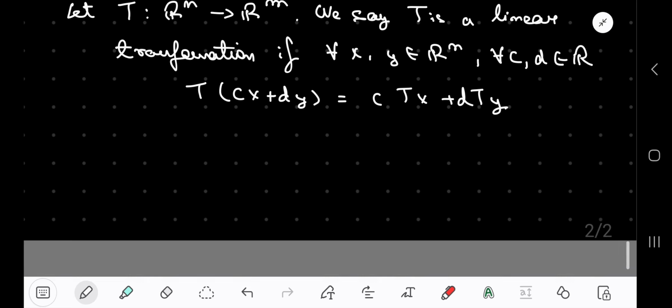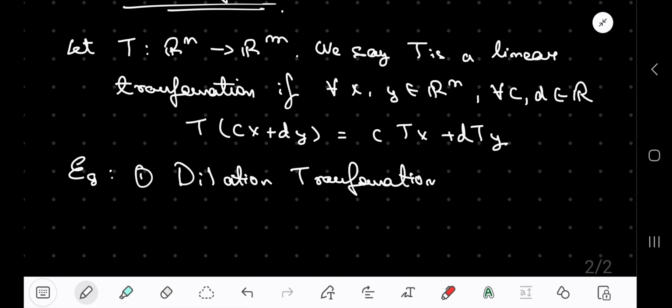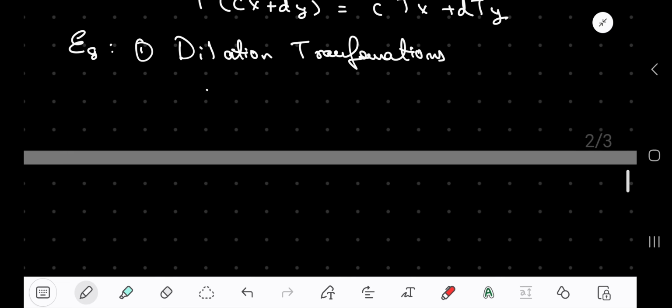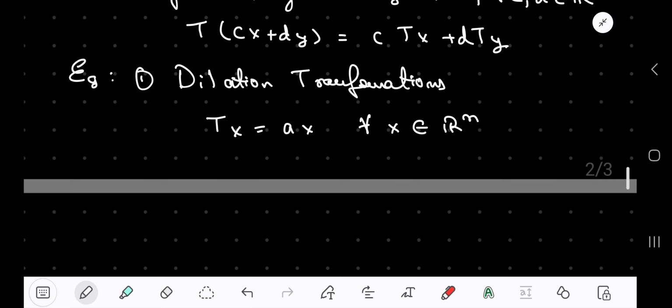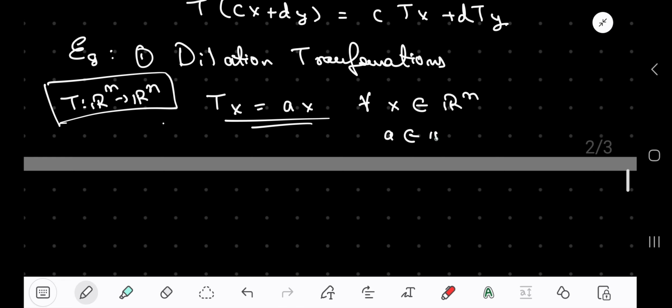So we have linearity in this case, and there are multiple trivial examples. For example, the dilation transformations. What do we mean by the dilation transformation? It's just a transformation of the form Tx equal to ax for all x coming from Rn, and we can think of T to be a map from Rn to Rn itself. So these are very well defined dilations. This a is a real number. You can easily check this.